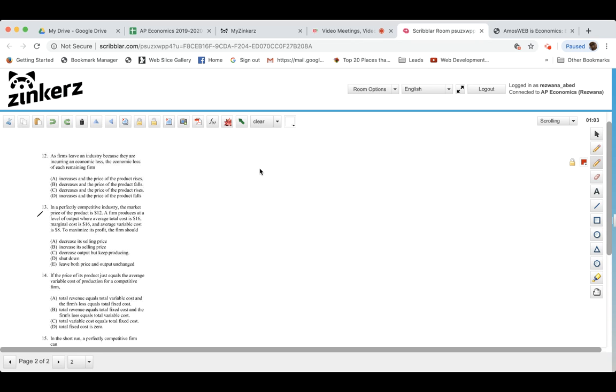Figure out what information you have, what it is that they want you to find out, and what you need in order to get there. So can you do that? Okay, so why don't you write down what information you can. If the market price of the product is, okay, so this is price.